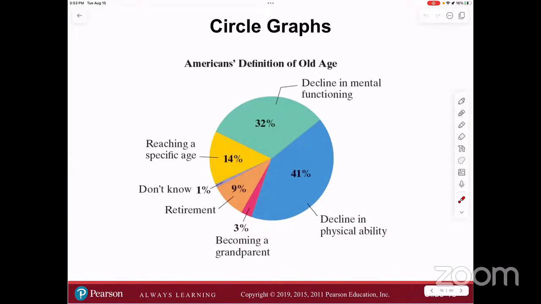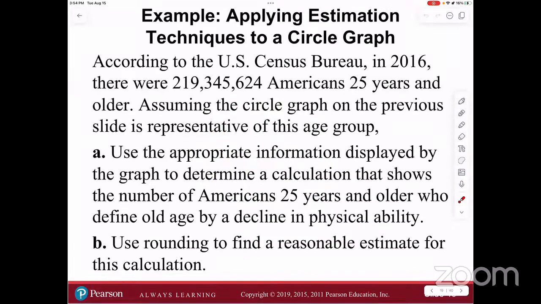So according to the U.S. Census Bureau, in 2016, there were 345,624 Americans 25 years and older. Assuming the circle graph on the previous slide is representative of this age group, use the approximate information displayed by the graph to determine a calculation that shows you the number of Americans 25 years and older who define old age by decline in physical ability. Use rounding to find a reasonable estimate for this calculation. So let me see.